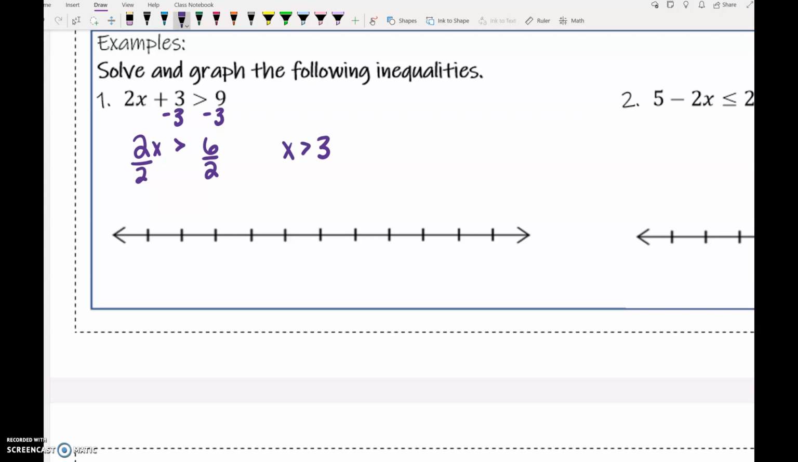When do you know when to flip the inequality? Okay, that's a really great question, and we are going to get to that. If you're dividing by a positive number, you don't change anything. If you're dividing by a negative number, that's going to flip the inequality.